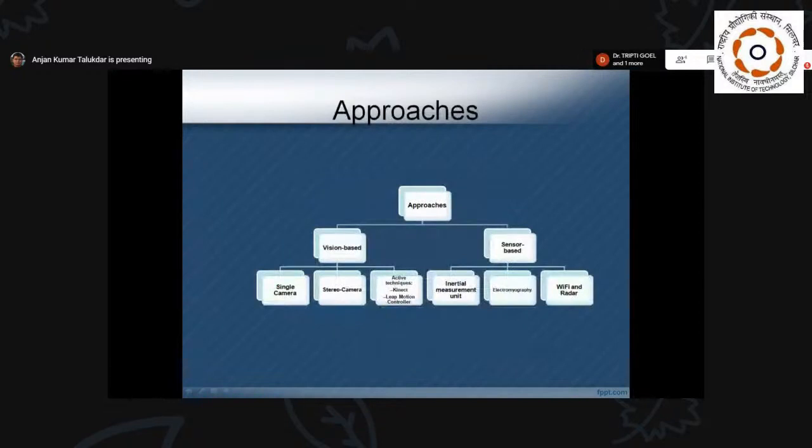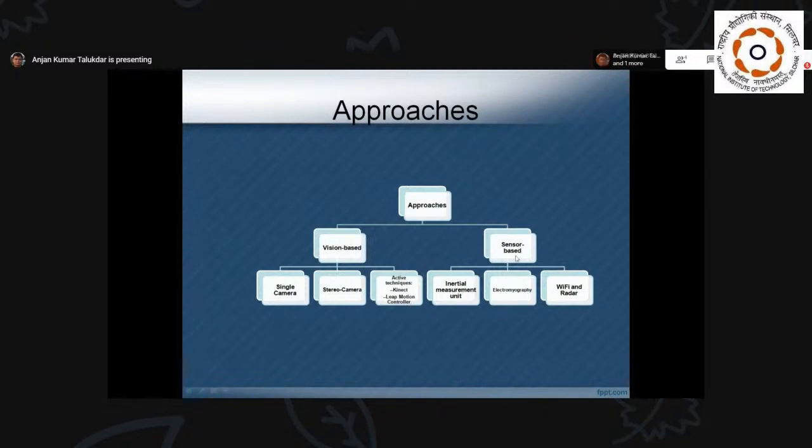Now, what are the approaches for gesture recognition systems, or the sensing technologies that are used? There can be two approaches: vision based and sensor based. In the vision based approach, basically cameras are used. We can use a single camera, or a stereo camera having two cameras, and we can also use some haptic techniques which use IR sensors along with the RGB camera, like Kinect or the leap motion controller, etc.